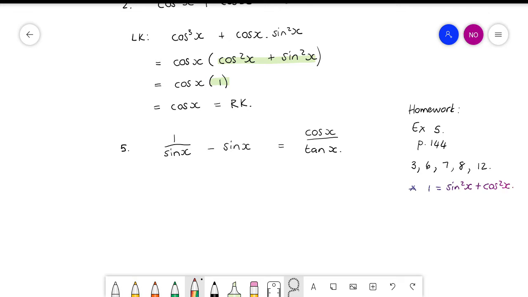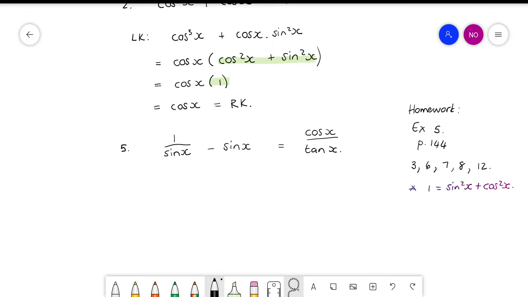I want to remind you that our identity goes both ways. So dit is nie net dat sin kwadraat x plus cos kwadraat x gelyk is aan 1 nie. You can also write 1 as sine squared x plus cos squared x. Okay, you'll see there's one where you need to use that. Okay, maar kom ons doen gou eers hierdie ene saam.